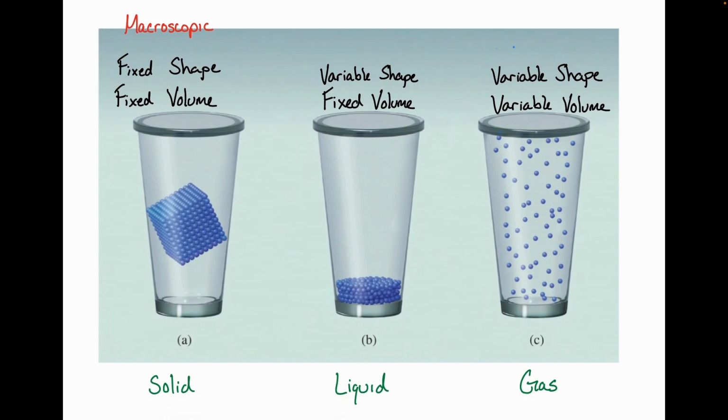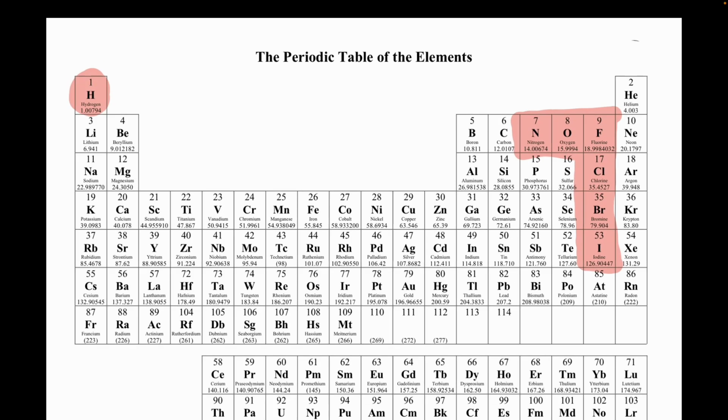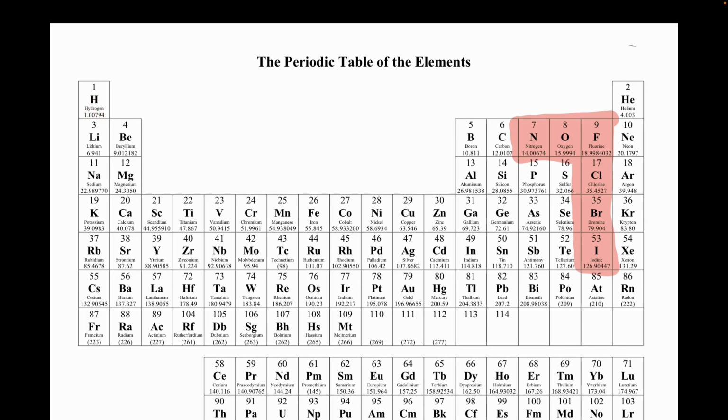All right, so we have these three phases of matter here. They differ both in terms of what we would see if we shrunk down on the microscopic scale, but also on the macroscopic scale with regard to their shape and their volume. Okay? Now, importantly, we were talking about elements in their standard state. We talked about which elements were diatomic. The other thing that we should be able to do is to determine the state of matter of an element in its standard state. Okay?